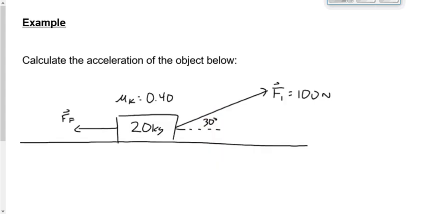All right, here's another one. Calculate the acceleration of the object below. This time we're pulling an object. It's like a wagon, right? Pulling it to the right with 100 newtons and then go 30 degrees. There is a force of friction acting to the left. We're going to say that this wagon does not move up into the air, right?